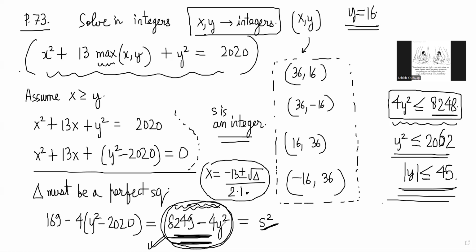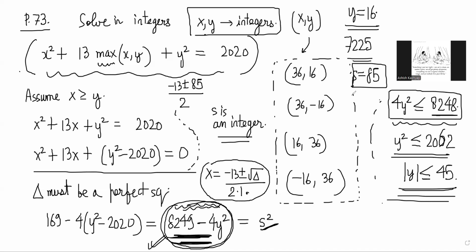Y is equal to 16 में 256 times 4 हो जाएगा 1024. 1024 when you subtract from here you get 7225, which is a perfect square of 85. So in that case S will be 85. And then you would get the solutions minus 13 plus minus 85 by 2. So this gives us the integer values of x. After this, the question is just checking some answers and seeing when it is happening.